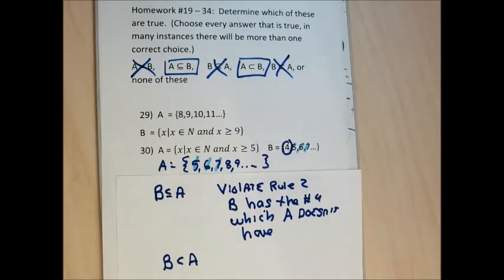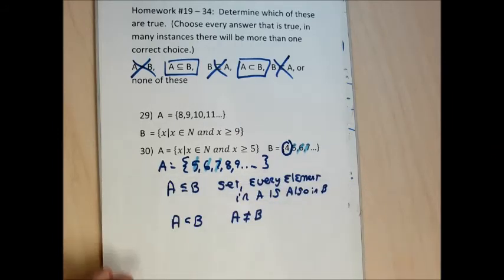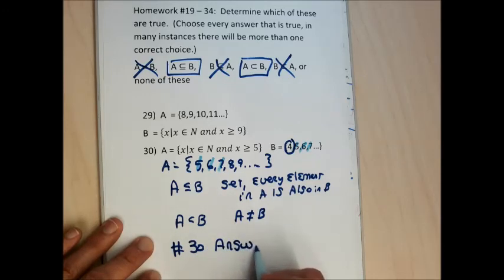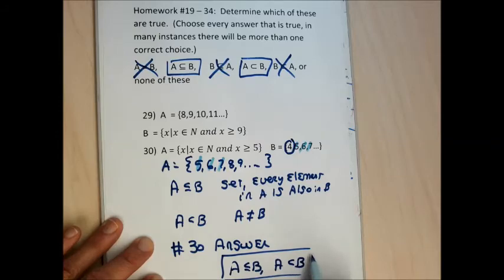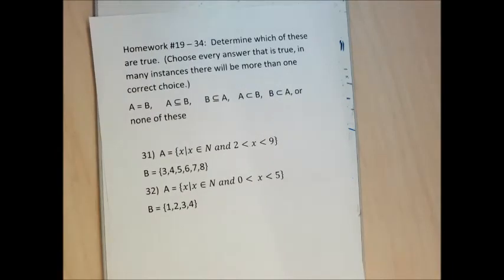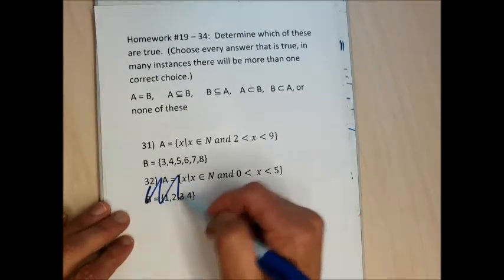So my answer to problem 30 are the 2 that I have circled. And the 2 that I have circled is A is a subset of B, and A is a proper subset of B. Ooh, I've got 3 minutes before the video hiccups. Let's do 31 and not do 32.